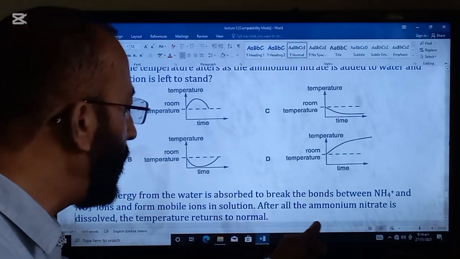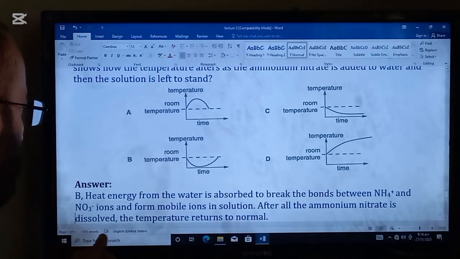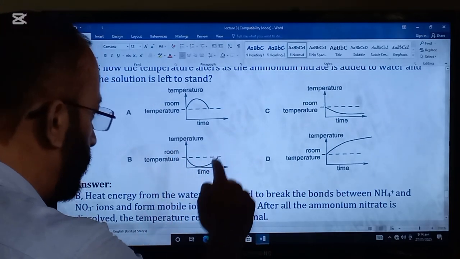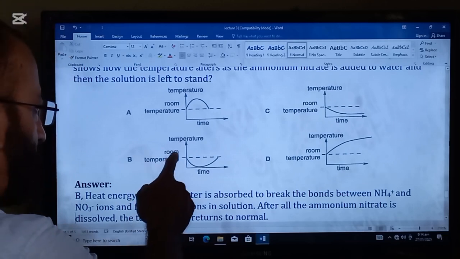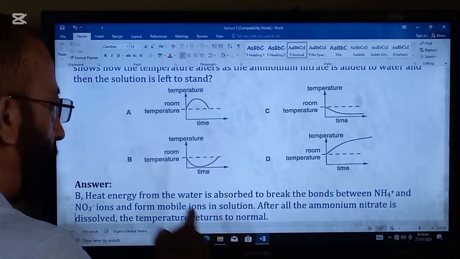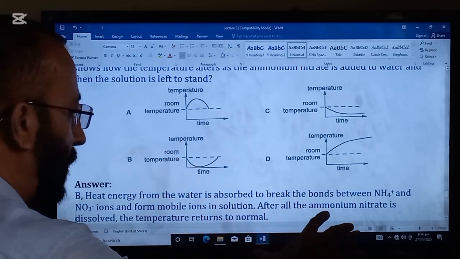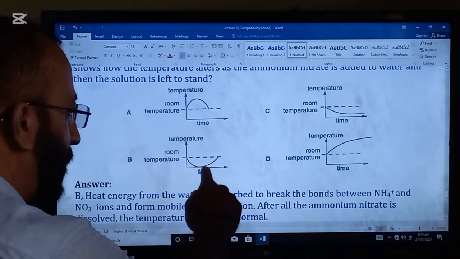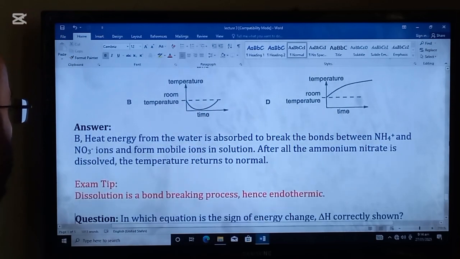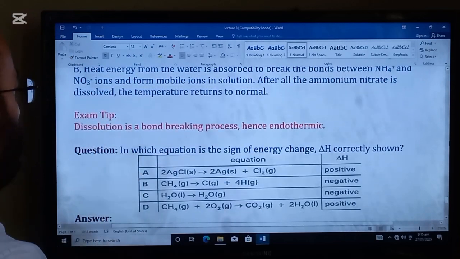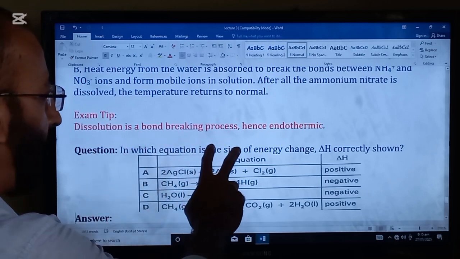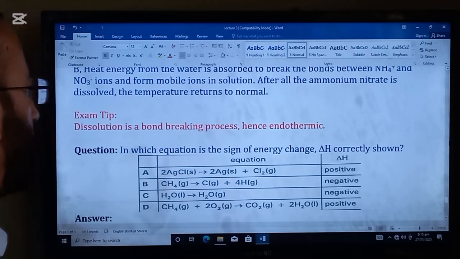And after all the ammonium nitrate is dissolved, the temperature returns to the normal like this. First, the temperature will fall because the heat is taken in from the environment, and then after completion of the reaction, the temperature will go back to the normal. Exam tip for you is dissolution is a bond breaking process, hence endothermic.